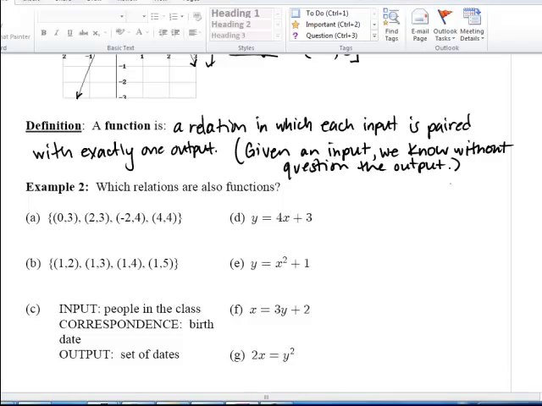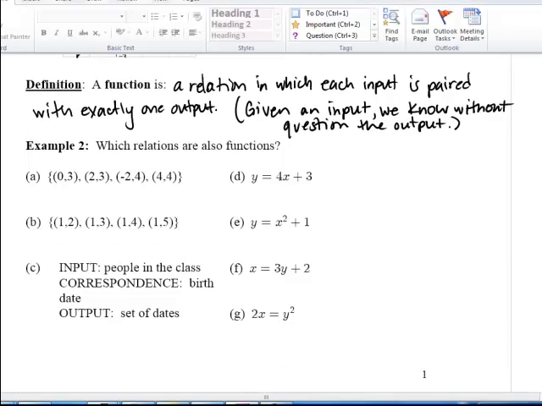So if someone tells us the input is 2, we can't say, oh, the output could be 4 or 7. We have to know it's exactly this value. Right? So again, we'll look at relations described a few different ways and try to decide which are functions and which are not.